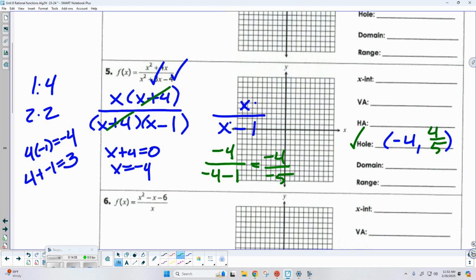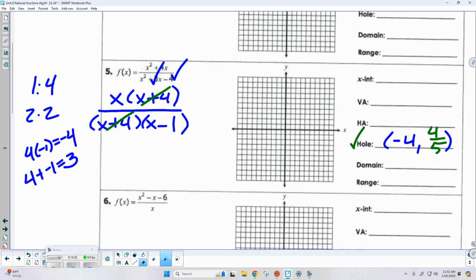Yes, David. Okay. All right. How are we doing with the rational functions? Do we want to go ahead and fully complete another one of these? We do? Let's do it. Let's just finish this one.